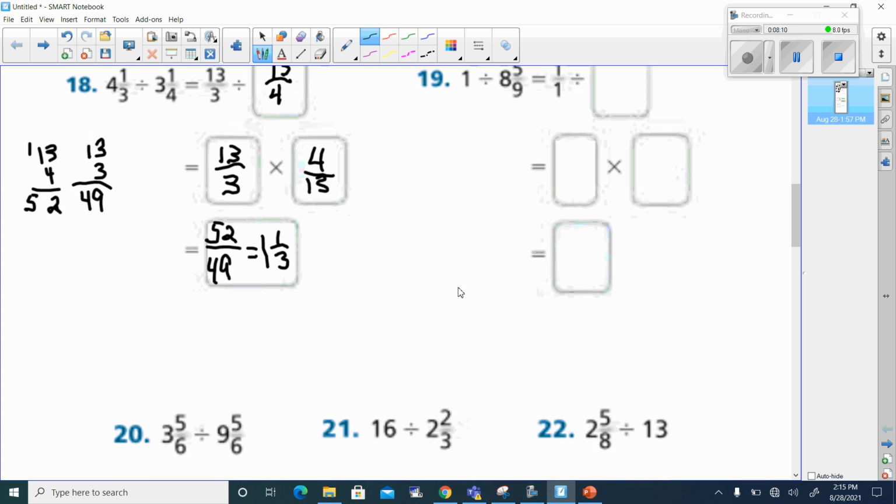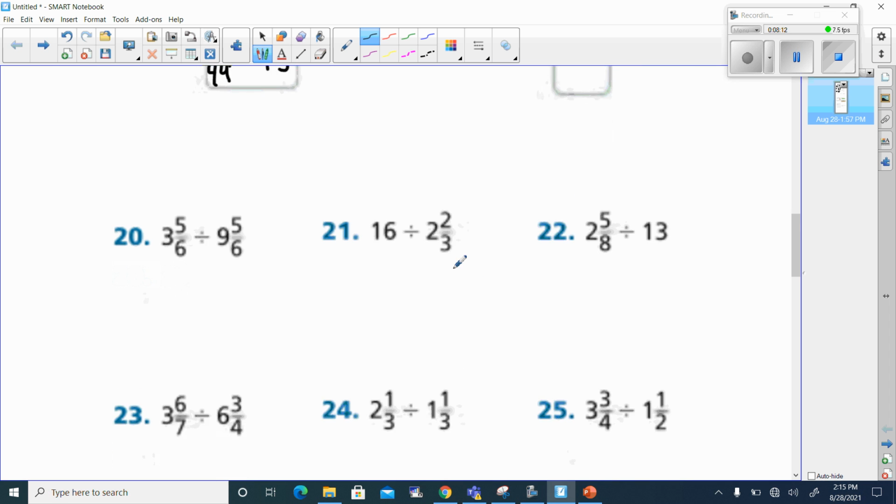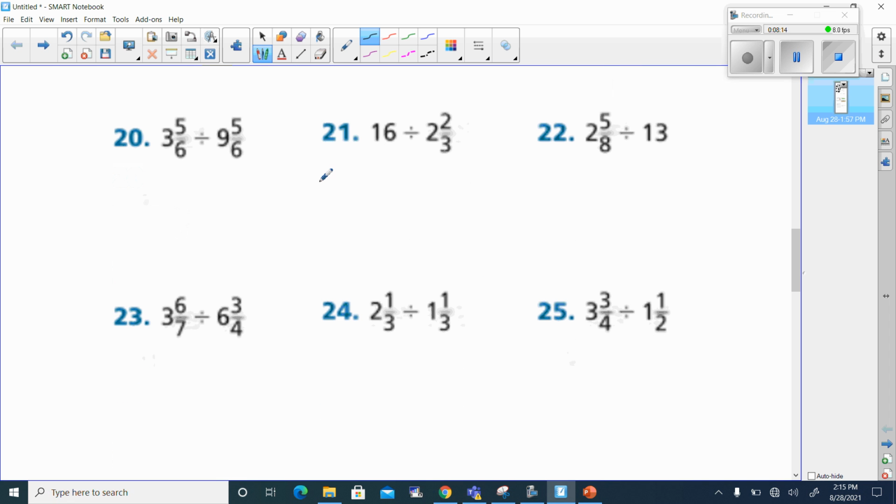All right, number 19 was for you to do. I got number 20, and I guess we're going to start going through these a little more quickly. 6 times 3 is 18. 18 plus 5 will give us 23. So this is really 23 over 6. I know that's an ugly line, but yeah, that's a fraction. And then we have 9 times 6, which is 54, plus 9 will make 63.